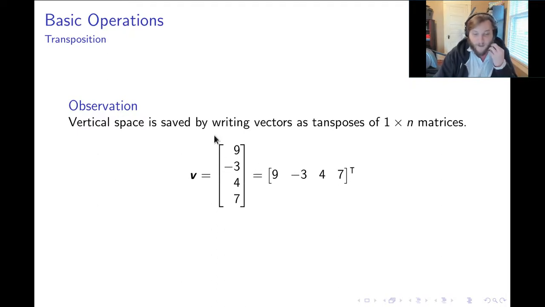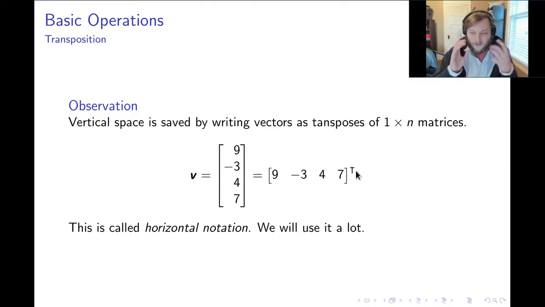So here, let's say I'm working with the vector 9, negative 3, 4, 7. I can talk about this vector, but save myself some vertical space by writing this as the row 9, negative 3, 4, 7. But to indicate that I'm talking about a vector, I need to add this T superscript to indicate that I'm actually transposing this 1 by 4 matrix to produce a 4 by 1 vector. I like to call this horizontal notation, and we're going to use this a lot. So it's worth really staring at this slide and maybe writing down a few examples yourselves to make sure that you're comfortable interpreting rows transposed as column vectors.